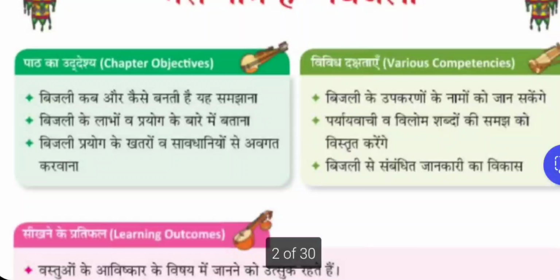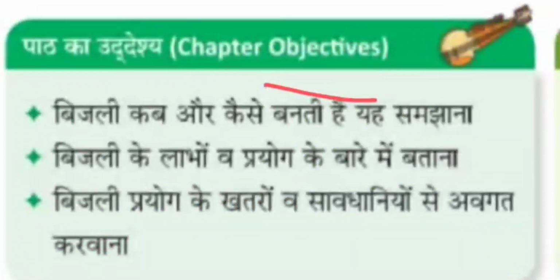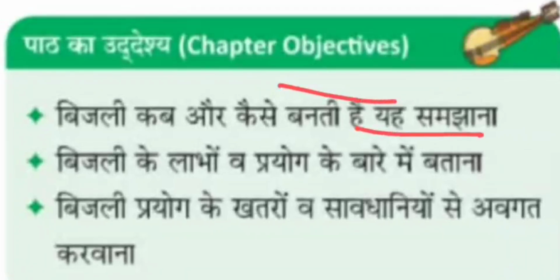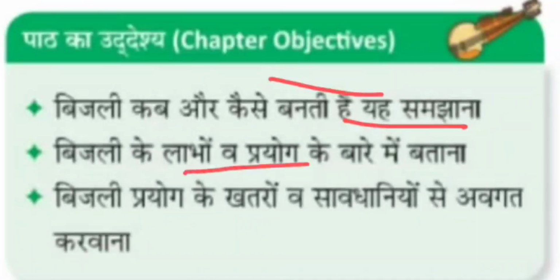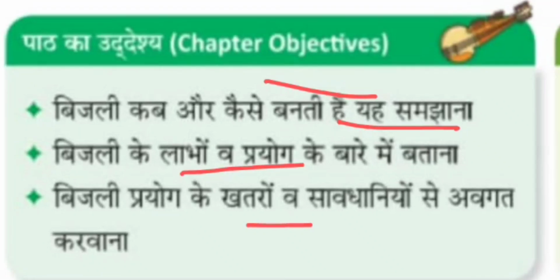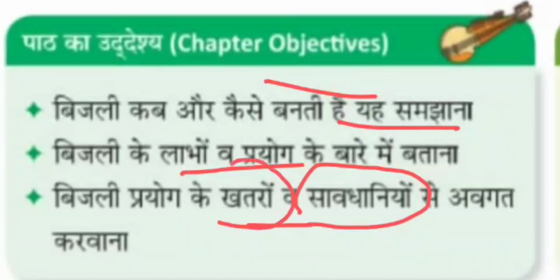पाठ का उद्देश्य, what is the objective of this lesson? बिजली कब और कैसे बनती है ये समझना. So we have to learn from where the electricity was produced. बिजली के लाभों व प्रयोगों के बारे में बताना. So we have to understand what are the benefits of using electricity and how it has to be used. बिजली प्रयोग के खतरों और सावधानियों से अवगत करवाना. You have to be aware of the precautions which we have to take and the dangerous things that may happen if you are not following the precautions.